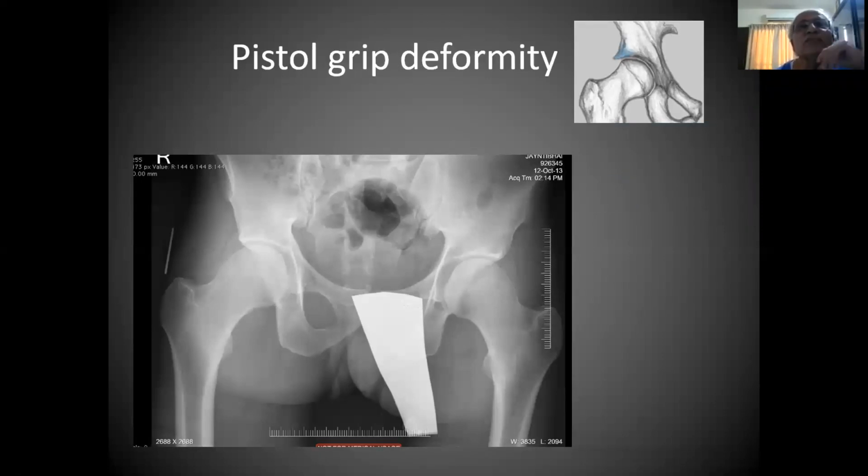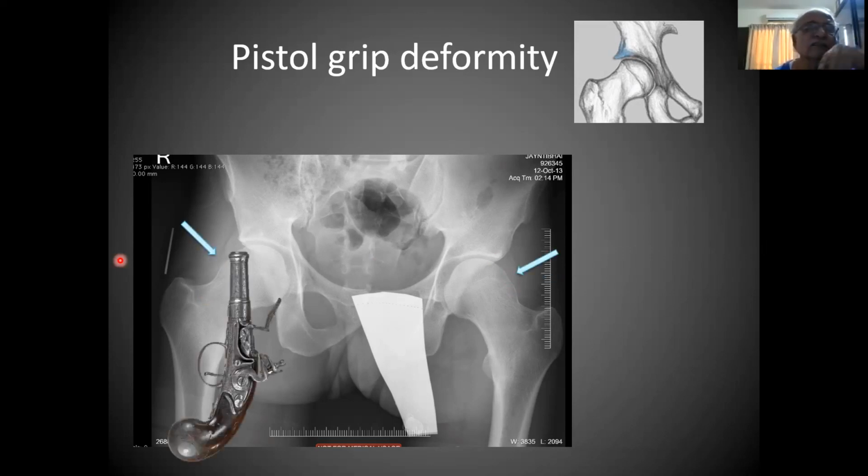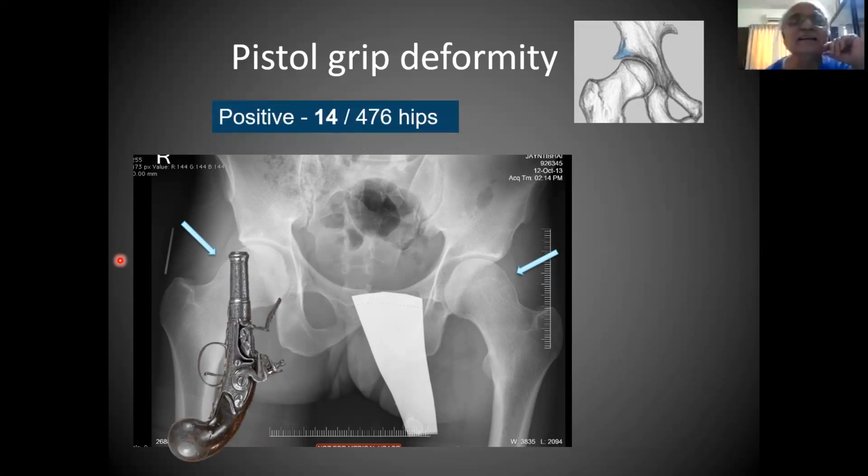Then the next was the pistol grip deformity. You see, this is the pistol grip deformity very clearly. And it is bilateral, this patient has it on both sides. And this was not very common again in our country. So we got just 14 hips out of 476. So it was just 2.9%. Again, much more in the male patients than the females.